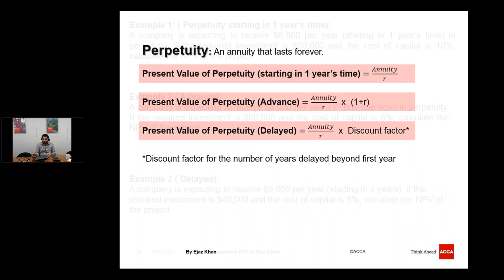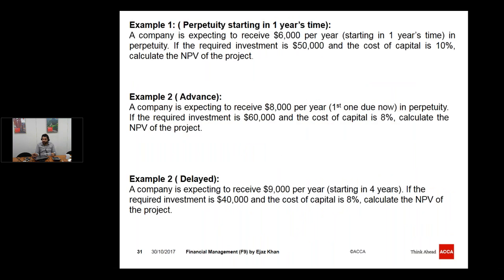Here are the 3 questions covering 3 different situations. Just go ahead and solve these 3 questions using those 3 approaches. The first example is for the ordinary perpetuity, the second example is for the advanced perpetuity, and the third example is for the delayed perpetuity. So solve these 3 situations and you will know what I meant earlier.